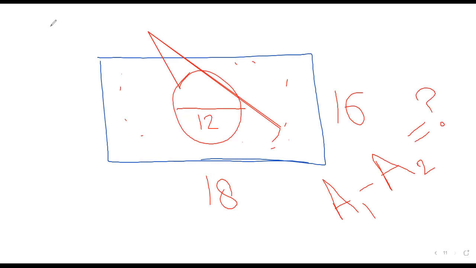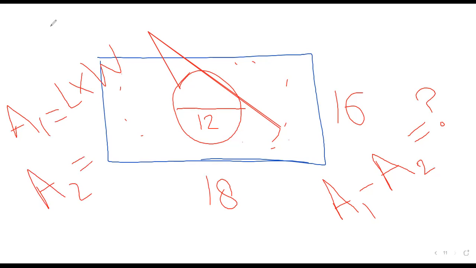Now you can find the area A1, length into width, and then you can find the area of the circular rug, that is pi r square. The diameter is given, and the diameter is 2 times the radius, so you can find the radius. Each and everything I have written, you will just have to make the calculation. So let's see what your answer is.